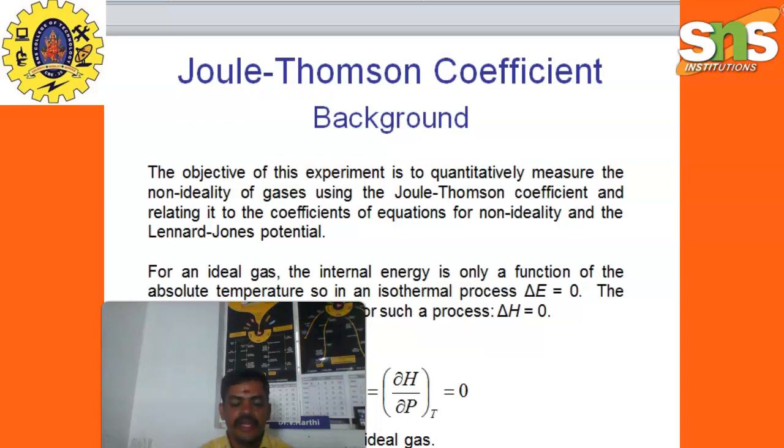For an ideal gas, the internal energy is only a function of the absolute temperature. So in an isothermal process, delta E is equal to 0. The same is true for the enthalpy for such a process, delta H equal to 0. These are non-zero for non-ideal gases.